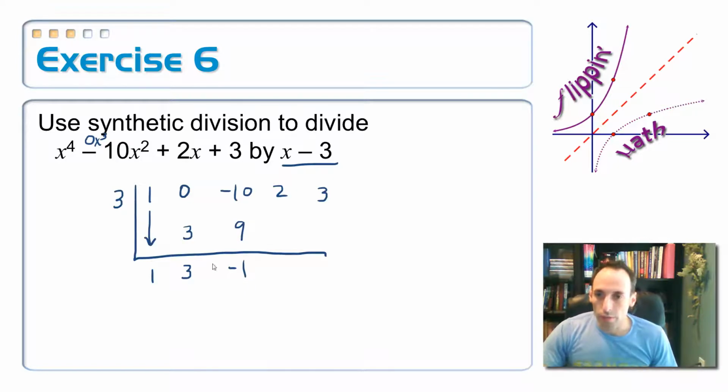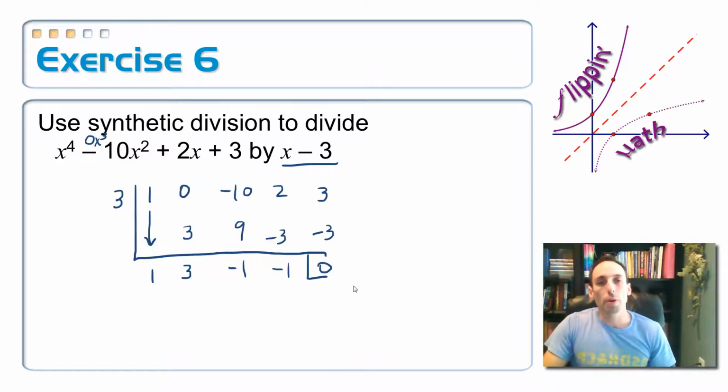Multiply the negative 1 times the 3, and I get negative 3. Add up the 2 and the negative 3, I get negative 1 again. Multiply the negative 3 times the 2, or negative 1 times the 3, and I get negative 3. So I add those two together, and I get a 0.